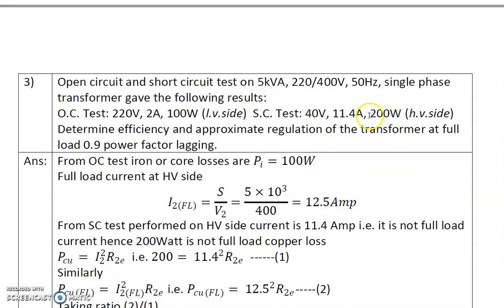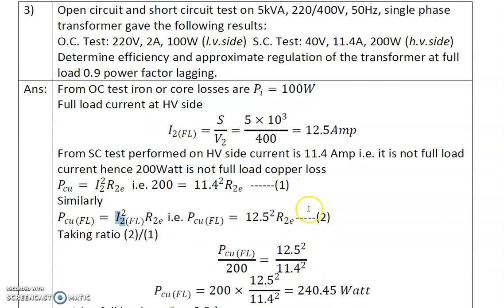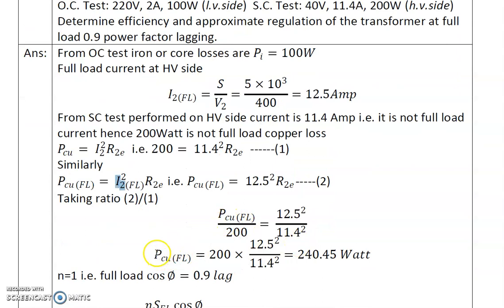Hence the loss, which is 200 watt here, is not the full load copper loss. This 200 watt copper loss corresponds to the 11.4 current, not to the full load current. So we have to calculate the full load copper loss. We know that the copper loss is equal to I2 square R2E. So the copper loss is 200 watt corresponding to 11.4 current. Similarly, the copper loss at full load, PCU full load, is equal to I2 full load square into R2E, that is 12.5 square into R2E. Taking the ratio of equation 2 to equation 1, I can easily determine the copper loss as 240.45. So the full load copper loss is equal to 240.45.